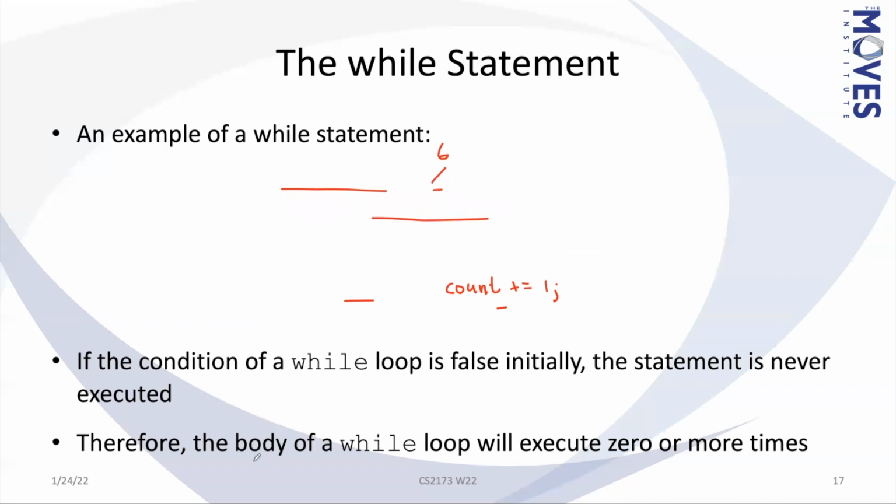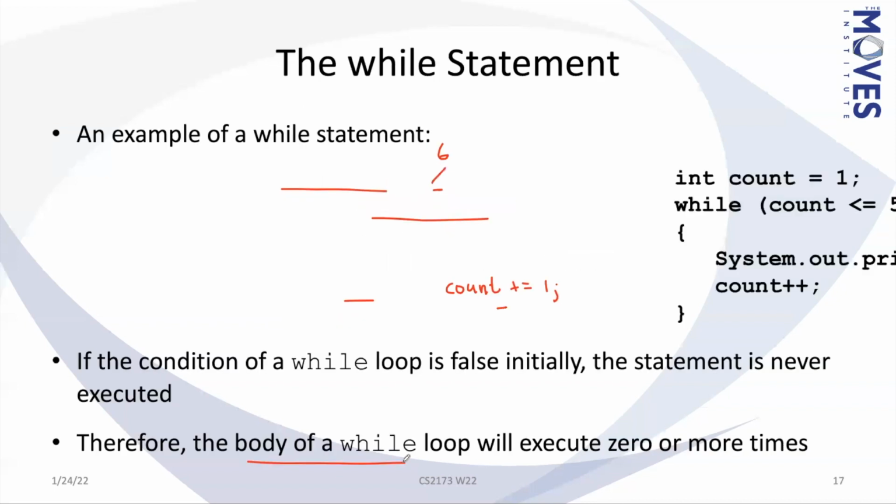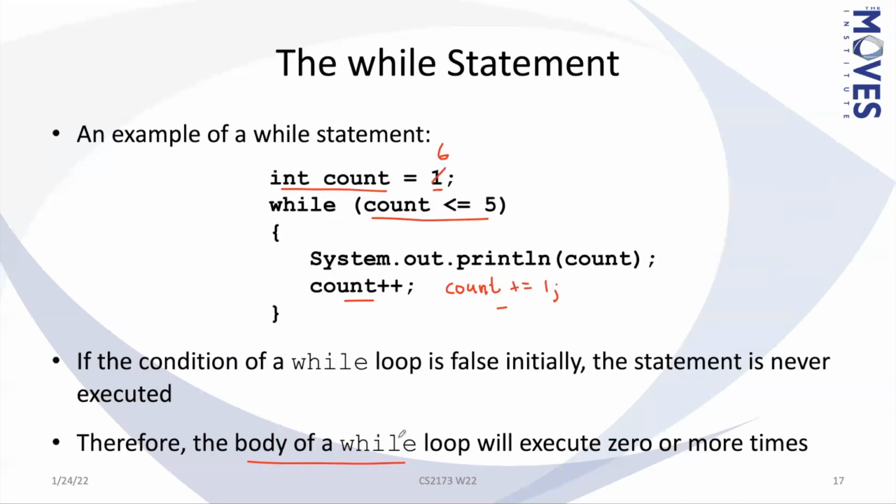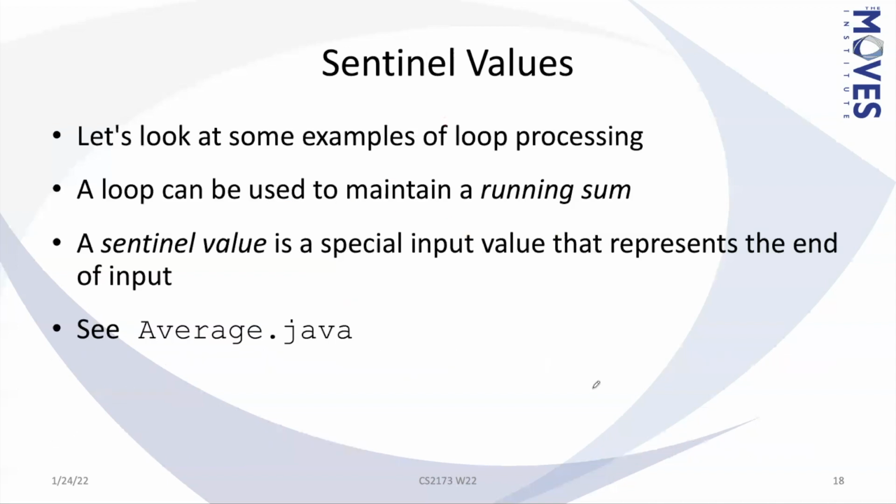So the key difference between a while and the do while that we'll talk about tomorrow is that a while loop will be executed 0 or more times. It'll be executed 0 times if the initial condition is false. It will be executed 1 or more times if the initial condition is true.